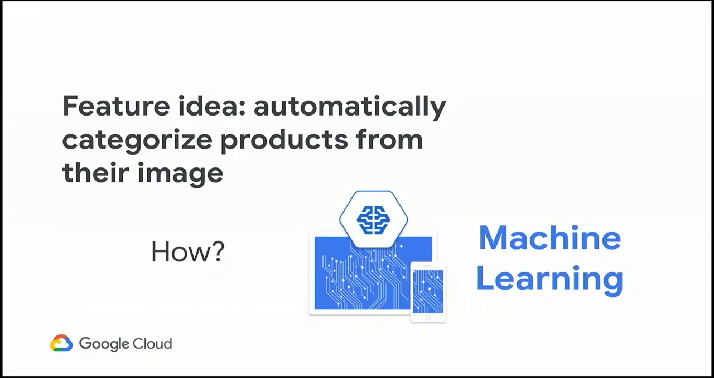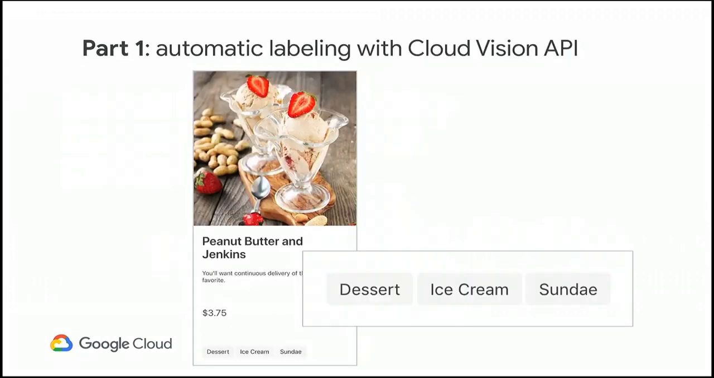So we're going to use machine learning. First, we're just going to use the Cloud Vision API. You've probably heard of it, but if not, it's just an API. It has been trained using machine learning, but you don't use machine learning in any way. You call it, you give it an image, and it analyzes it and tells you what objects are in the image, what it is an image of, colors, things like that.